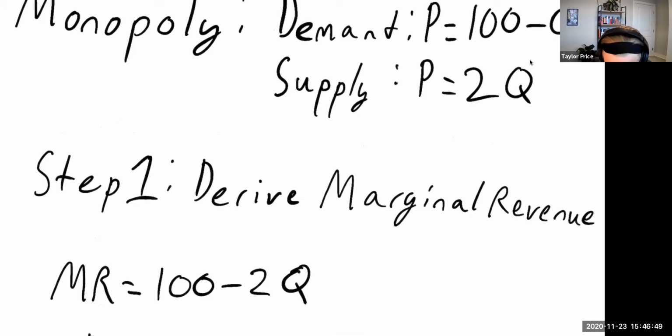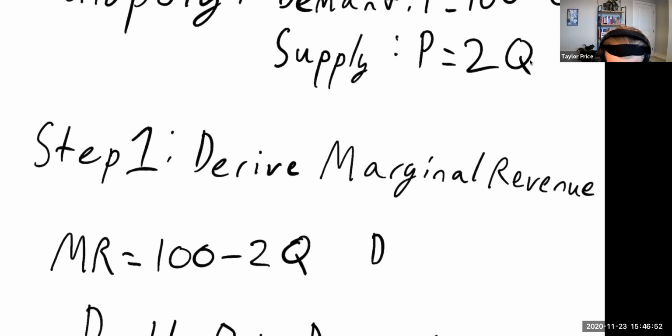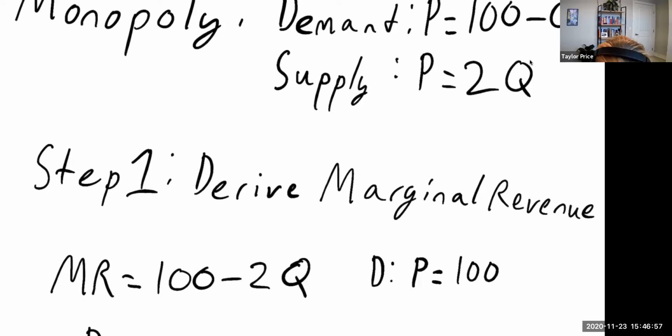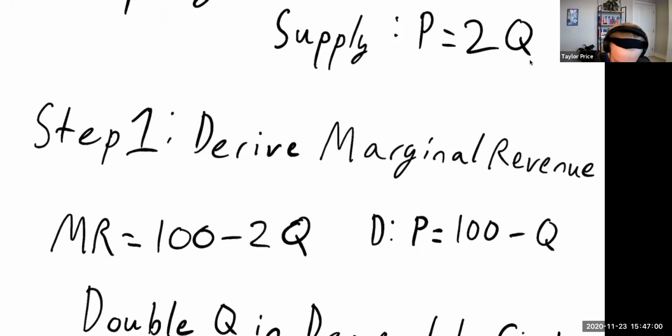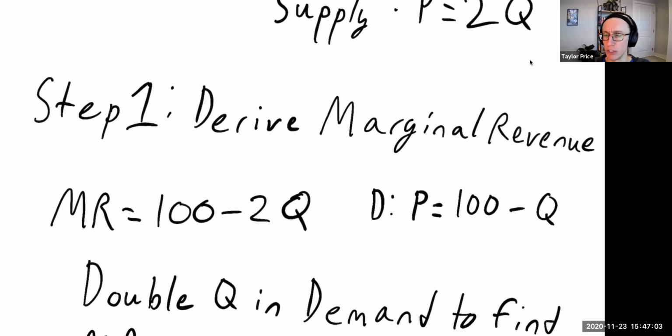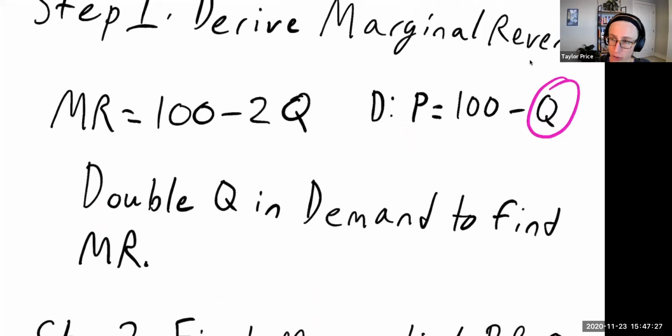So we remember that the demand equation here is D: P equals 100 minus Q. So the only thing that we actually need to do to find the marginal revenue is to simply double the Q in our demand equation. So then we get that marginal revenue is equal to 100 minus 2Q. So pretty easy, not particularly complicated. So now we have our marginal revenue equation.